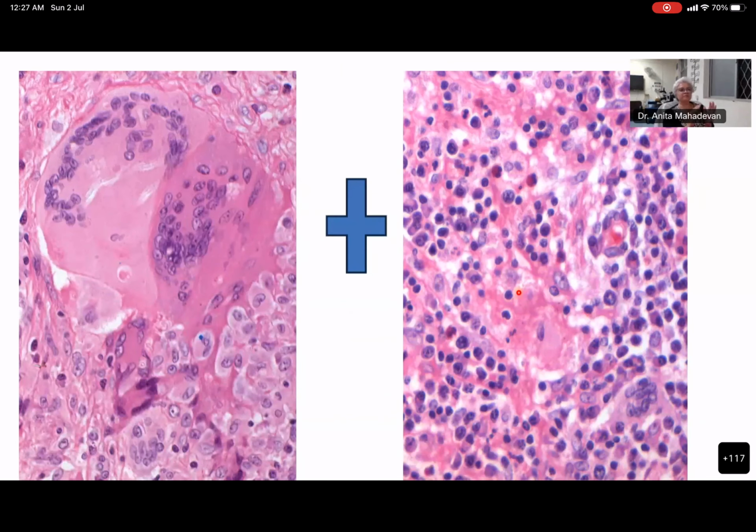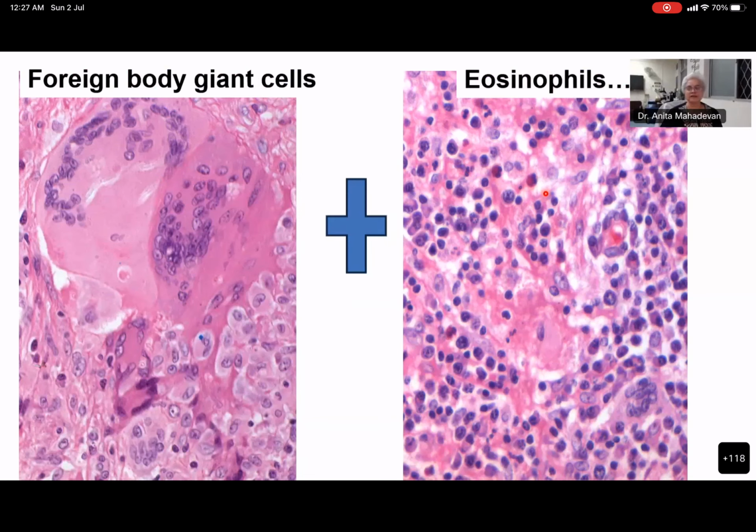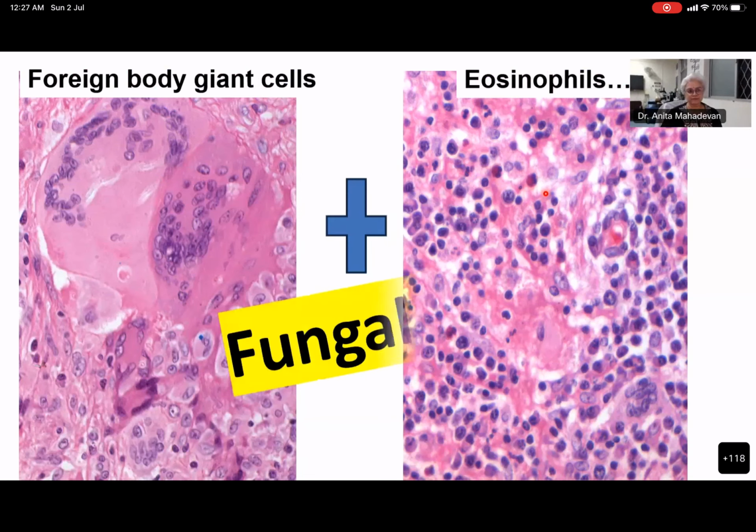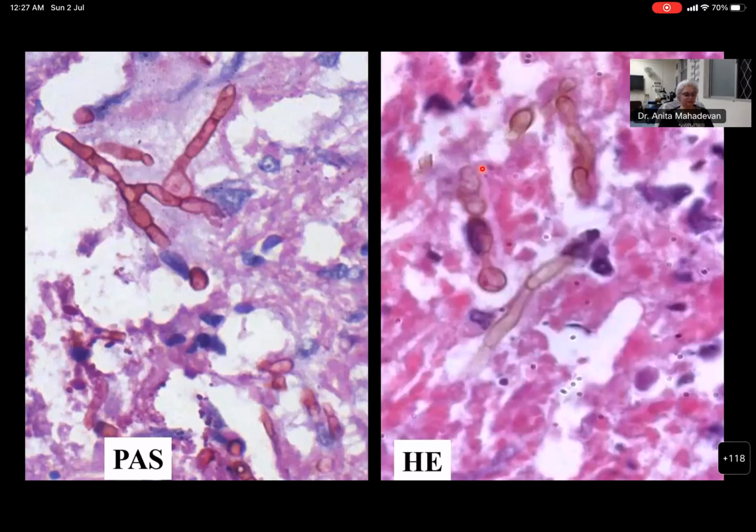But when you have this combination of, what is this? Foreign body giant cells with eosinophils. Your diagnosis should be fungal. Right, fungal first. So you've already told me what you want for a diagnosis, and I think you already discussed what it means for the patient. So this is what the PAS is showing. Sort of describe.